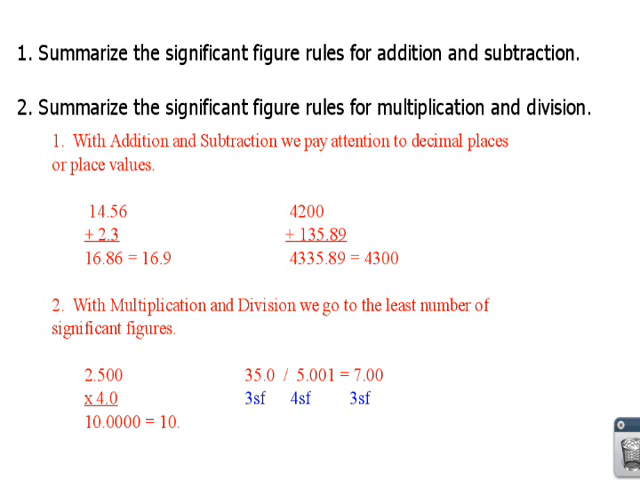And the reason we need to review these is, as we do math in this chapter, every time we do math in this chapter, you have to round it appropriately using whichever rule. So the addition and subtraction rule, we go by the number of decimal places or place values that are good.